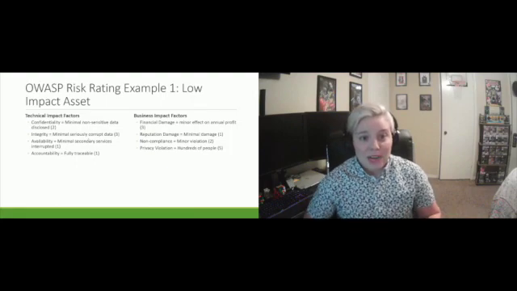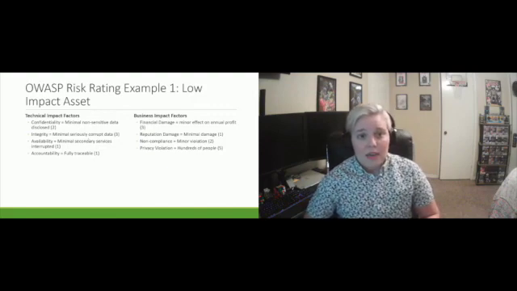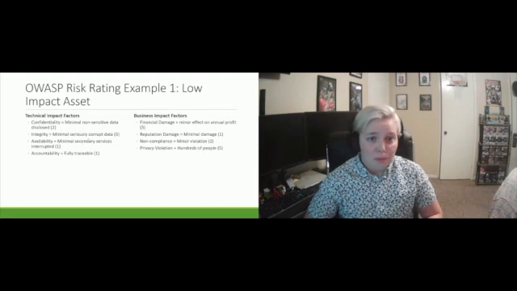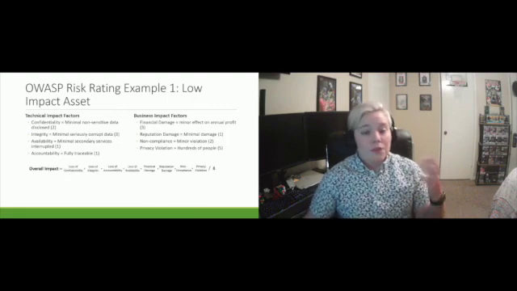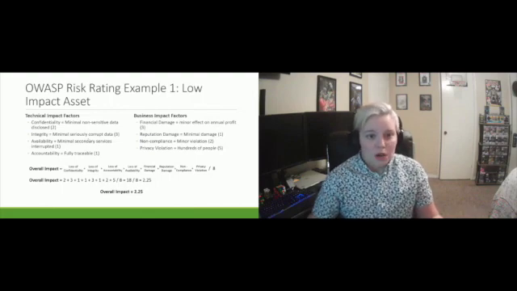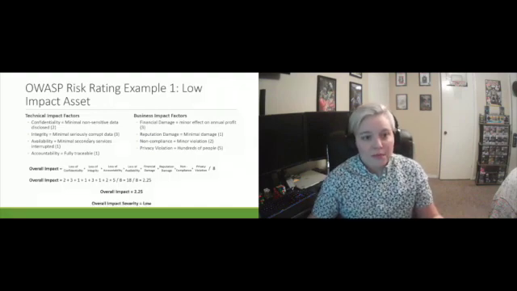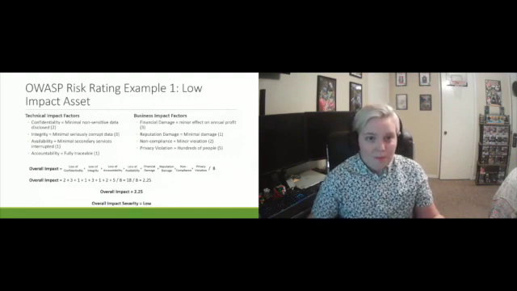For our business impact factors, we're looking at minor financial damage, minimal reputational damage, a minor violation, and a small number of PII disclosure for our privacy violation. So if we take those factors, plug them into our formula, we'll get an overall impact score of 2.25. Again, an overall impact severity of low.